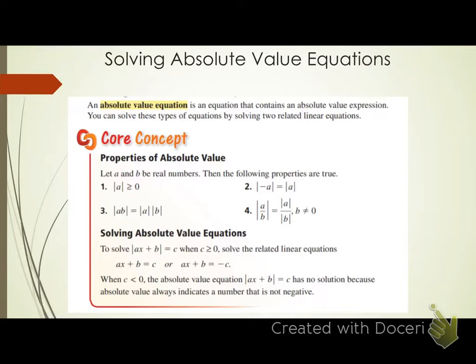Yes? The first one? So, a is just a real number, right? Any real number. So that could be any negative number, 0, any positive number, right? If I take the absolute value of any number, that number is always going to be greater than or equal to 0. It's always going to be a positive number when I take the absolute value, or equal to 0. Does that make sense? Okay. Any other questions on my properties?